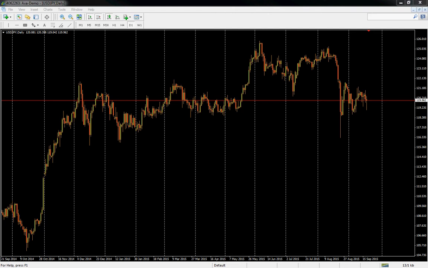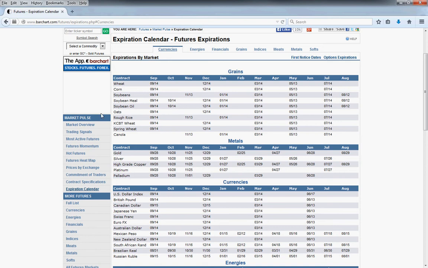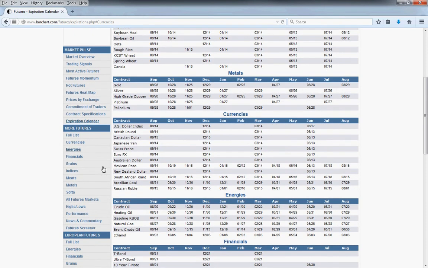Futures expiry dates is another one, and if we look on bar chart you can see here the listings. Let's have a look down here. Here we go, here's the listings. So again, certain times of the month we can get strong moves.